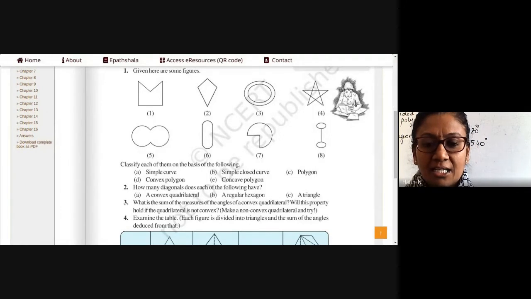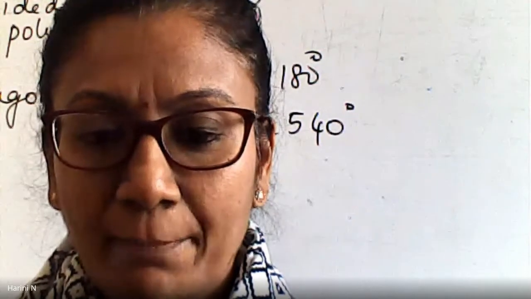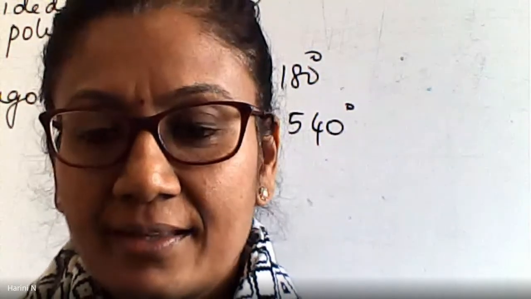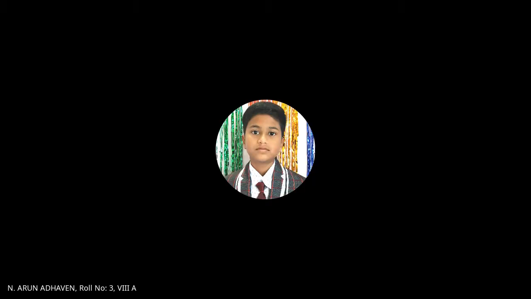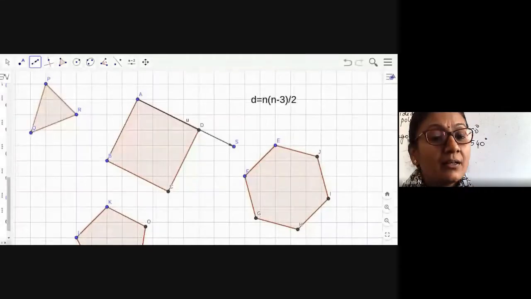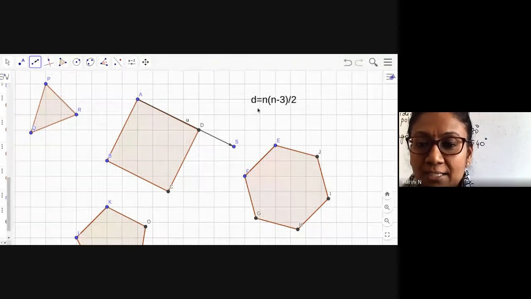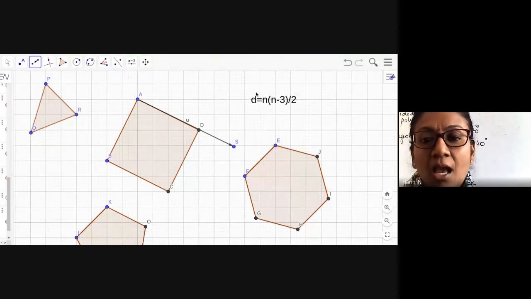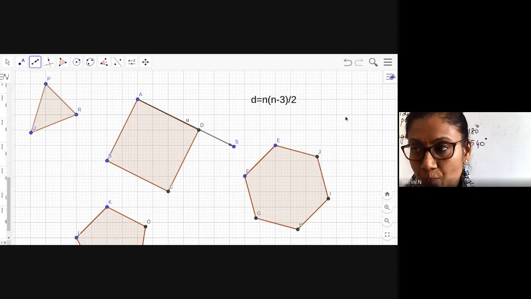Now here, I will come back to the original screen of mine. I wanted to show you one hack quickly. It is GeoGebra I'm opening. Good, you can work on that if you are used to it. Now, this is the formula which will tell me how many diagonals can be drawn for any n-sided polygon. You can write this down. The number of diagonals will always be equal to n into n minus 3 divided by 2, where n is the number of sides of the given polygon.